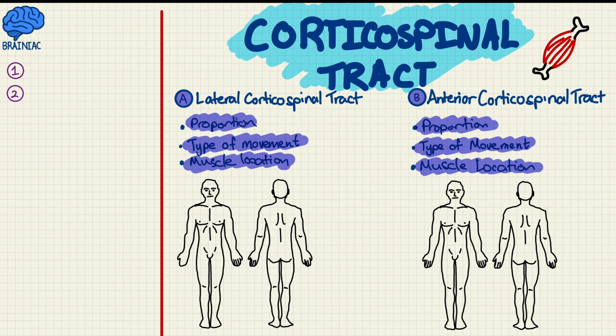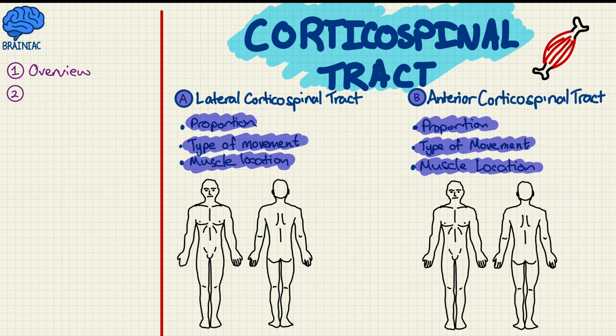Hello everyone, so today we're going to look at the corticospinal tract, and in particular we're going to cover two main things. Firstly, we're going to have a very brief overview of the two sub-tracts that make up the corticospinal tract, that being the lateral corticospinal tract and the anterior corticospinal tract. We're going to cover the main differences between the two.